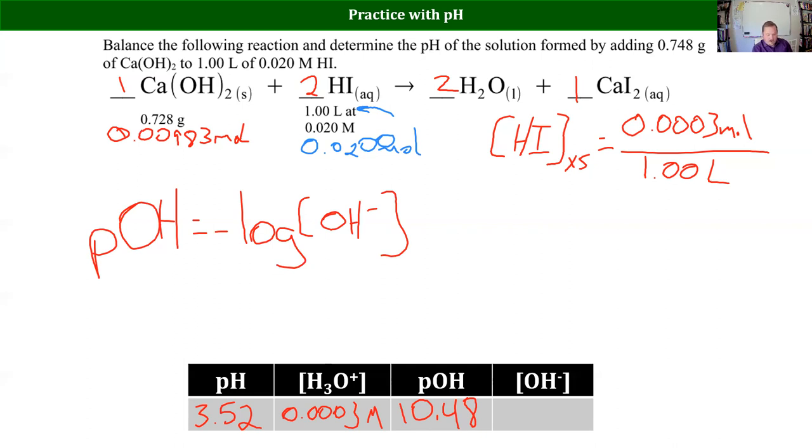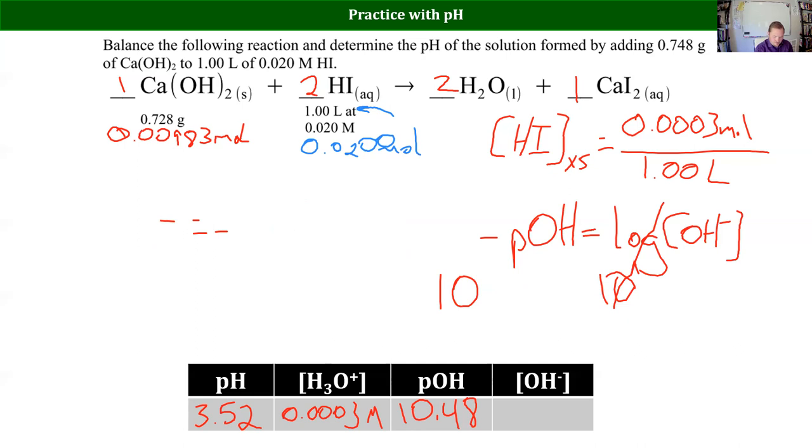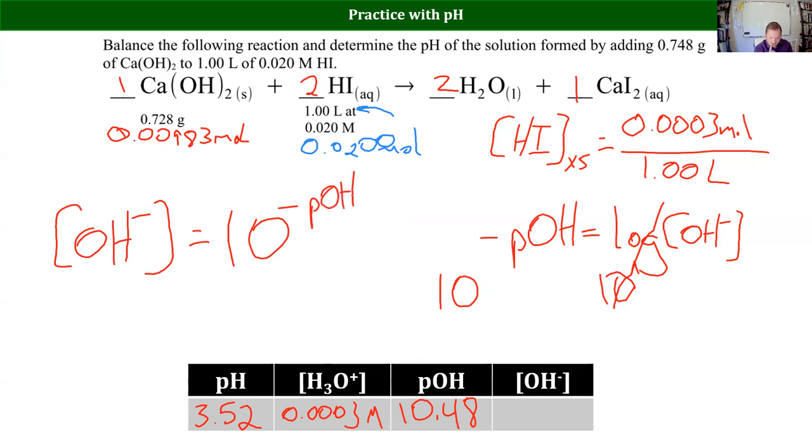we just do it like we would do solve for X, start by moving a negative sign over. So we get negative pOH equals log of hydroxide. And to undo a log, you raise both sides to the power that's the base of the log. So this is log base 10. So we do 10 to the power of each side. Then the log and the 10 cancel out. So when we solve for this, we get concentration of hydroxide equals 10 to the negative pOH.